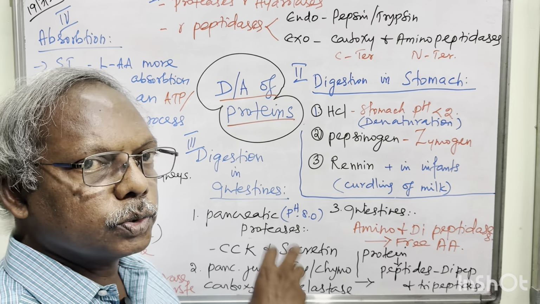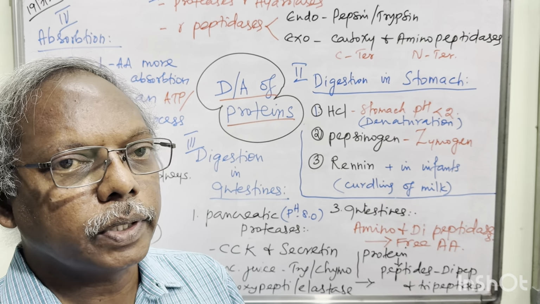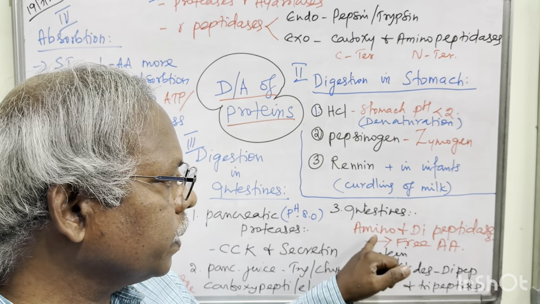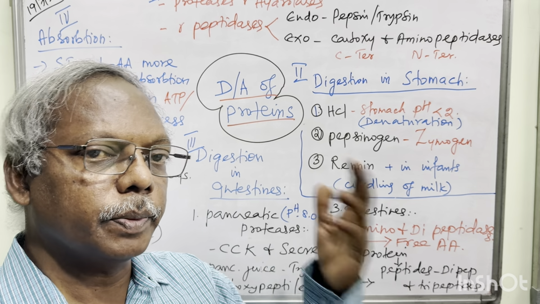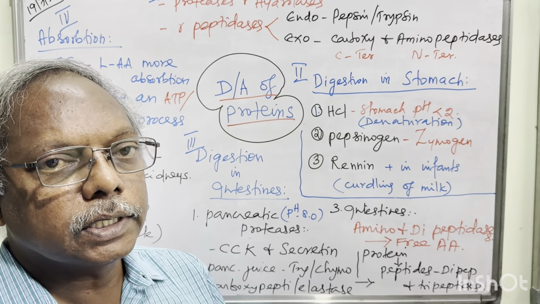That is pancreatic proteases. Whereas in the intestine, again we have 2 more enzymes, that is aminopeptidases and dipeptidases. They also produce free amino acids from peptides, dipeptides, tripeptides and polypeptides. Finally, they release free amino acids. So for digestion in the intestine also, we have just 3 points.